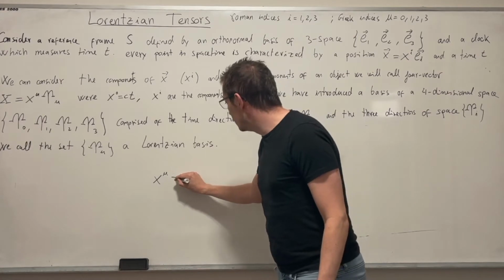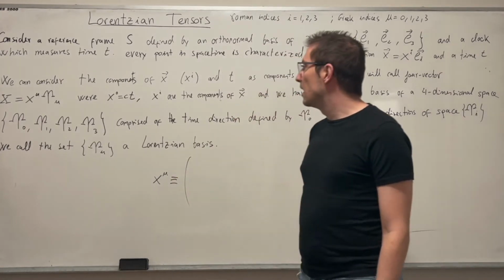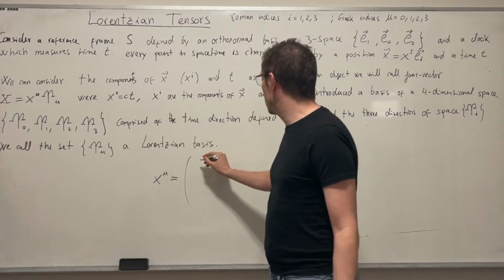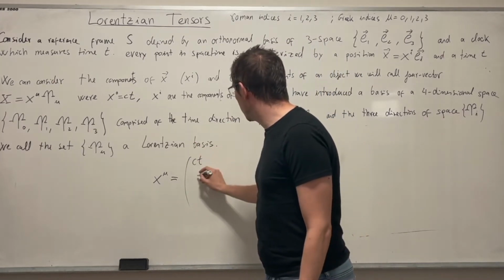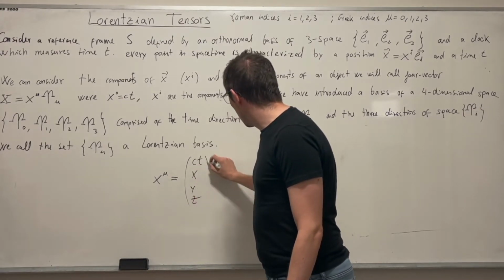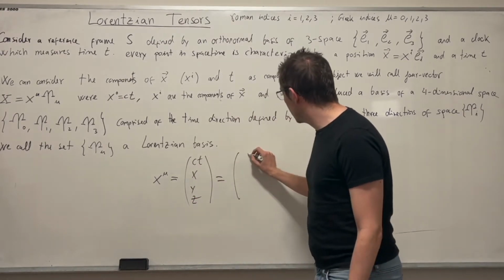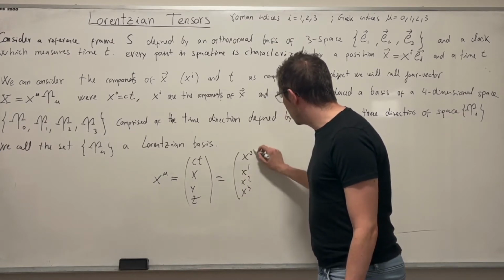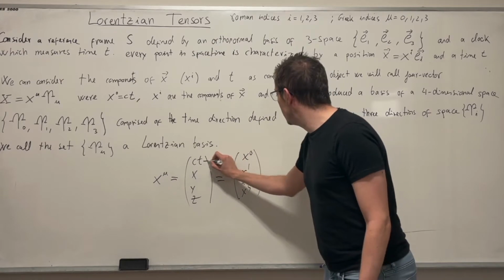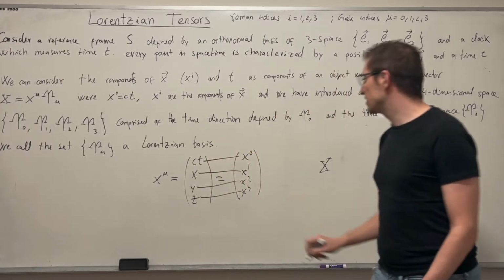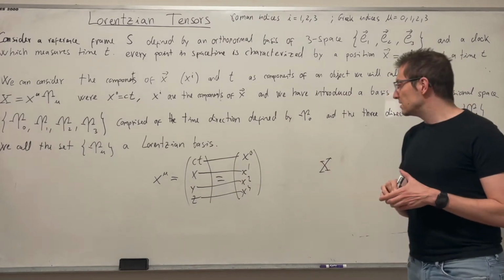So x mu, you can write if you want as a column vector. For example, if it's a position 4 vector: ct, x, y, and z. Because of course this is x0, x1, x2, x3, and typically we call x0 ct, x x1, y x2, and z x3. All right, so this is the typical notation.